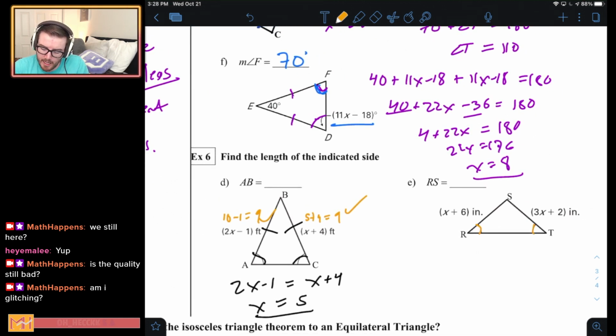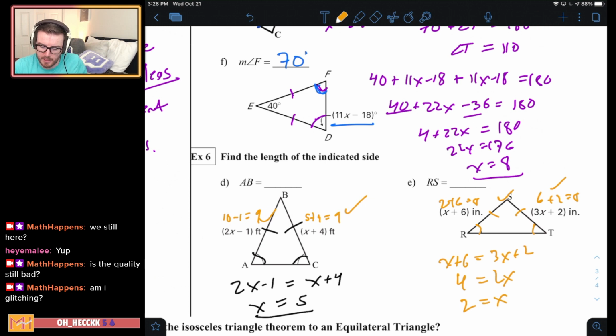If the angles are the same, then the legs are the same. Set those legs equal to each other. Subtract the x, you get 2x. Subtract the 2, you get 4. Divide by 2, you get 2. I would encourage you to plug it in just to double check. 2 plus 6 is 8. And 3 times 2 is 6, plus 2 is 8. Yay, we got 8 on both sides.